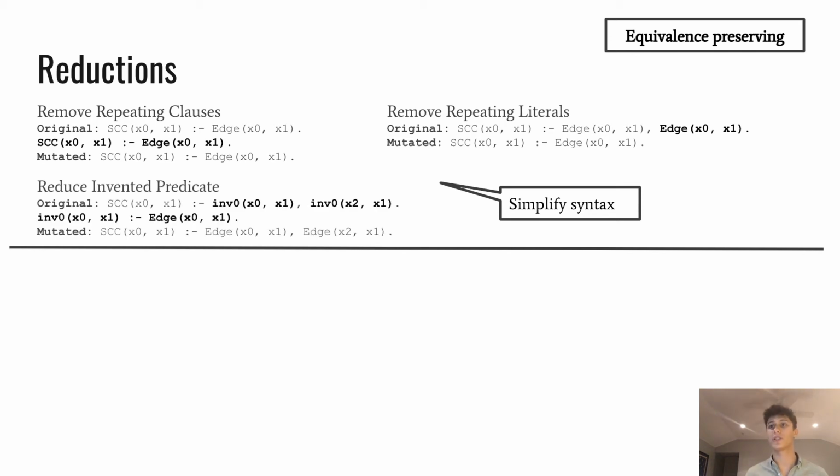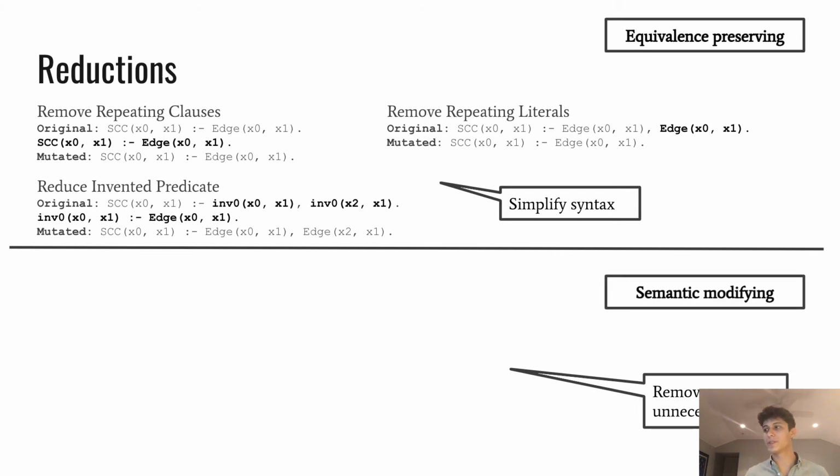We also have a reduction called reduce invented predicate, which aims to remove invented predicates from the program. When we have a non-recursive invented predicate that is head of only one clause, it is often simpler to remove it altogether from the program without modifying the semantics of the program. We also would like to use reductions to remove unnecessary code, even if it means we modify the semantics of the program. So we introduce some semantic modifying reductions, which primarily aim to reduce overfitting.